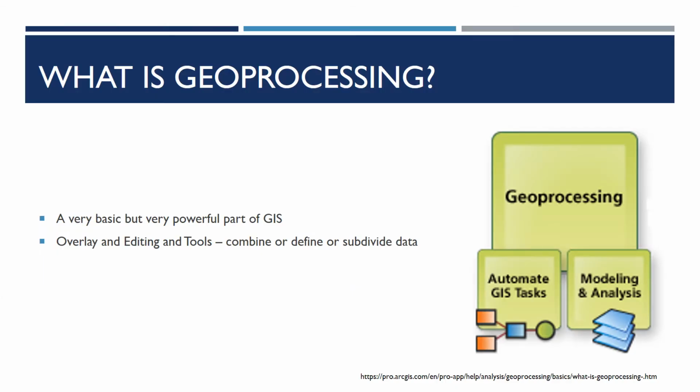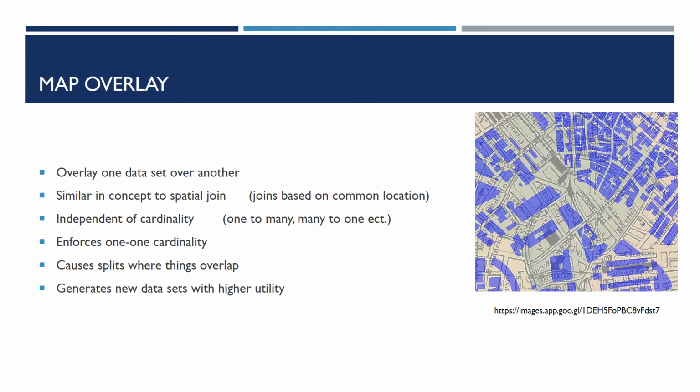Let's see here, we've got geoprocessing. When we talk about geoprocessing, it's basic, but it's also powerful. And we're going to talk about overlaying, editing, and some of these other tools next. Map overlay, you know what it is. It's overlaying one data set over another. Ooh, shocker. Name actually means what it says.